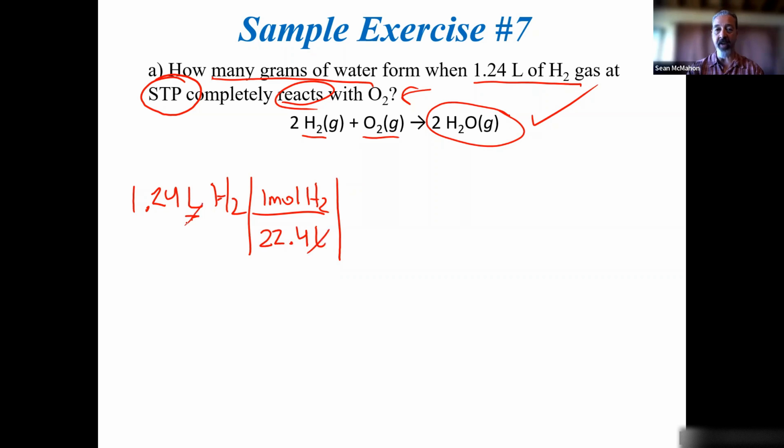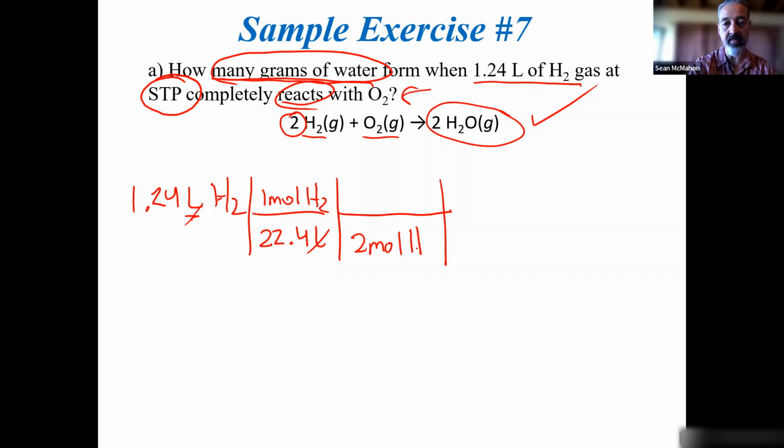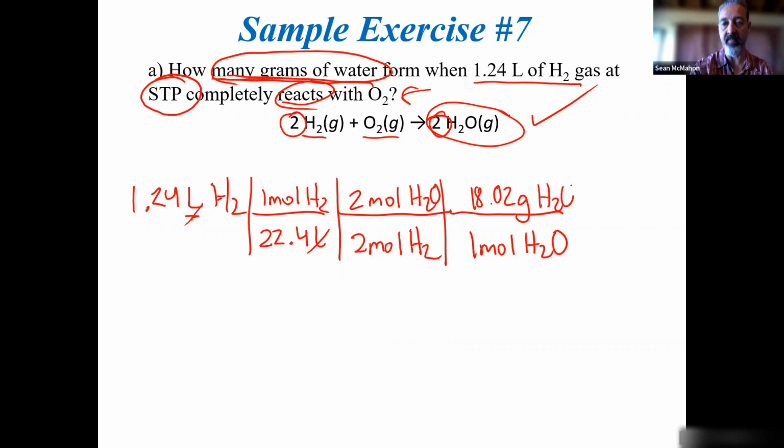Now that I have moles of hydrogen, where do I want to go? Well, I want water. So I could convert 2 moles of hydrogen to 2 moles of water. If they wanted moles, I'd be done, but they don't. They want grams. 1 mole of water, because I have moles, gives me 18.02 grams of water. And then moles cancel, and I'm up for grams.